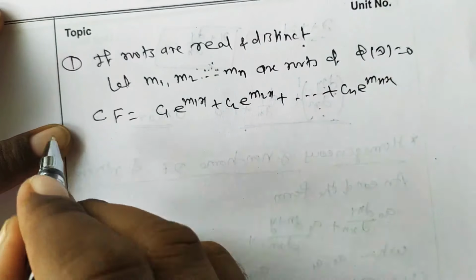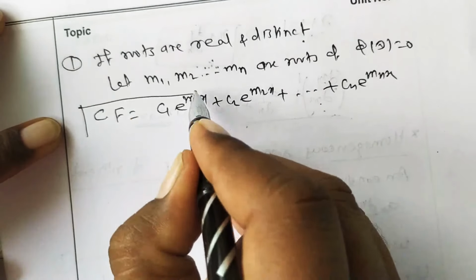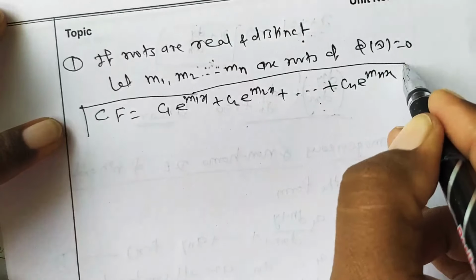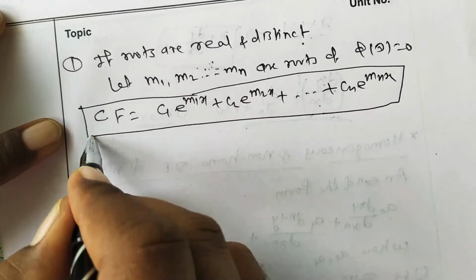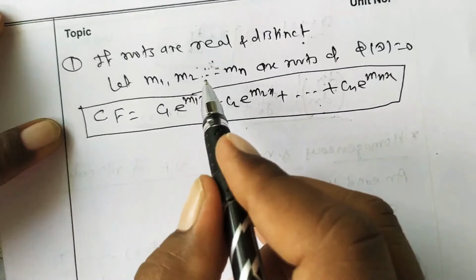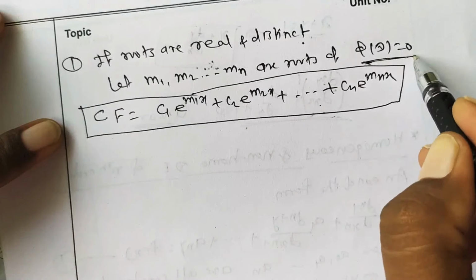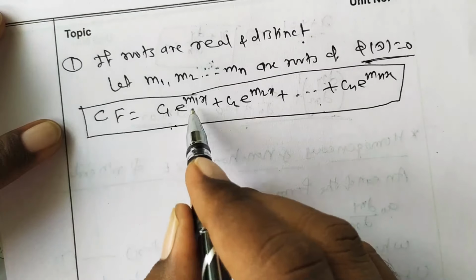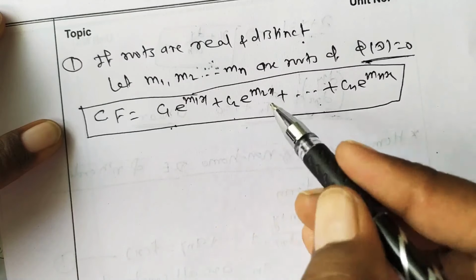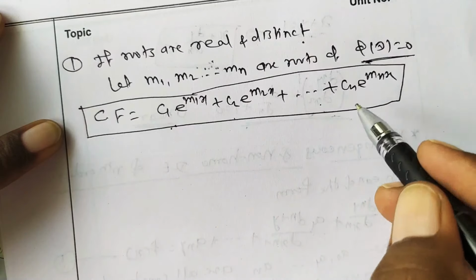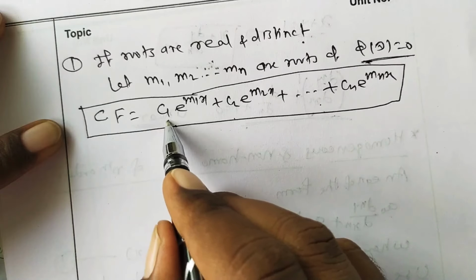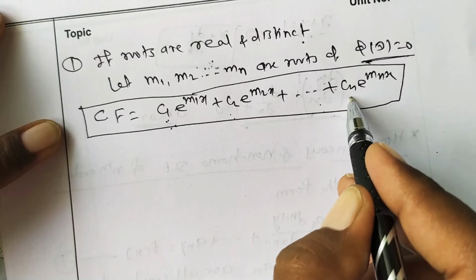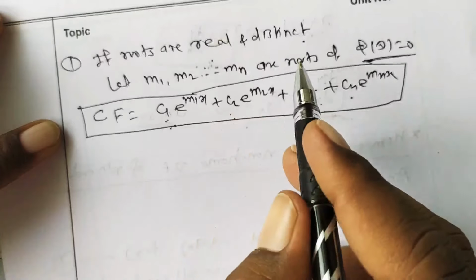So this is a very important formula. If roots are real and non-repeated, means if m1 to mn are the roots of the auxiliary equation phi of D equal to 0, then we can write CF is equal to c1 e raised to m1x plus c2 e raised to m2x plus cn e raised to mnx. How do we decide the number of arbitrary constants c1, c2, cn here? That depends on the order of the given differential equation.